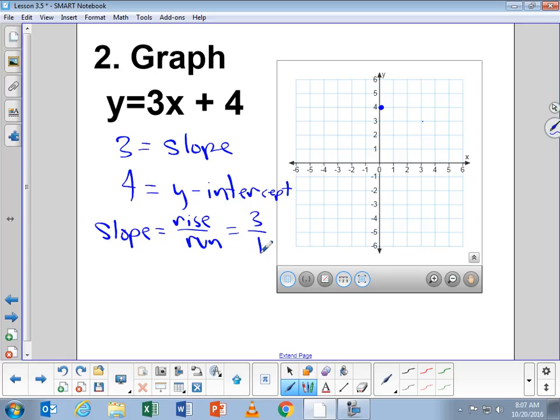You apply it to the 4. You go over 3 and up 1. I go over 3 and up 1? I mean up 3 over 1. Oh! So he said I apply it for the 4. So I start here, and I go up 3 and right 1.